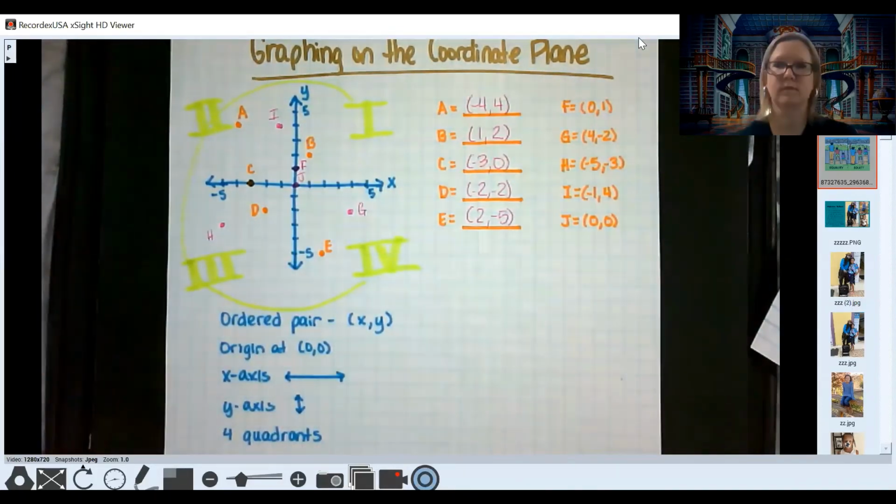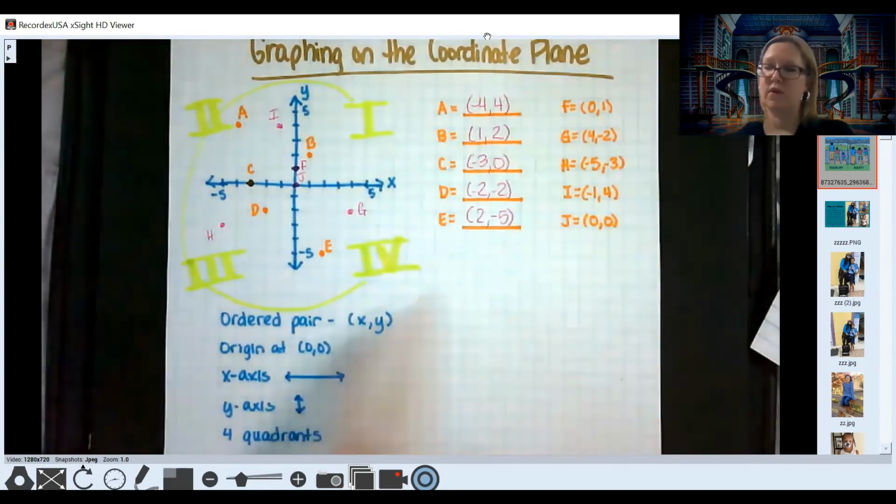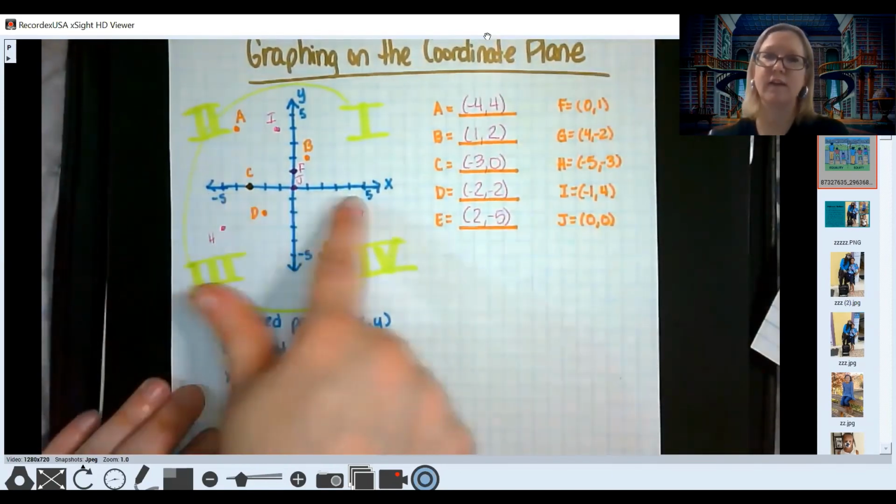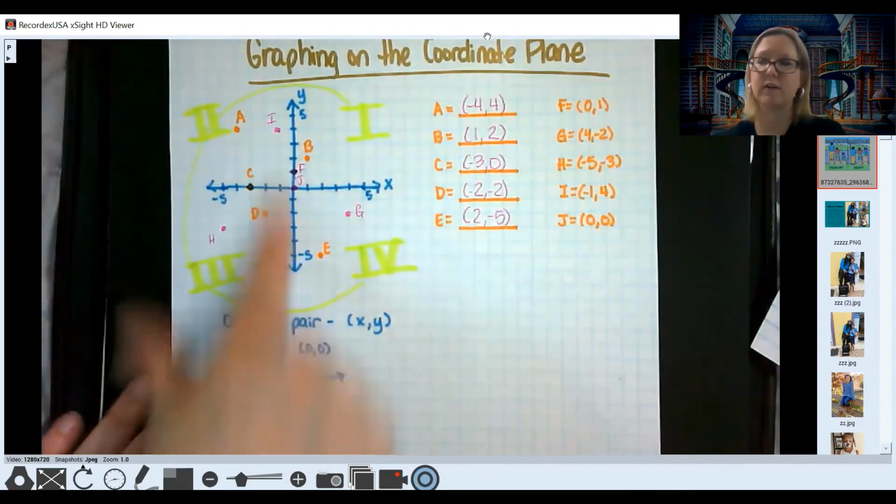Hopefully that quick snapshot helps you out. Just remember, you've got your 4 quadrants. Your ordered pairs are always x and then y, so you always go across first and then vertically.